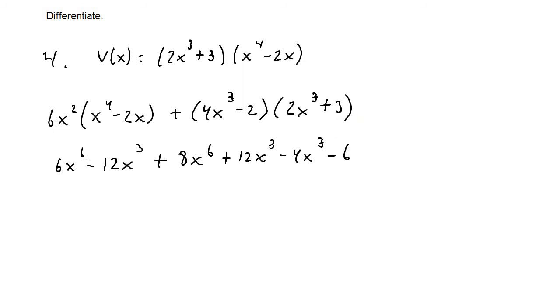So now in order to simplify, we have 6x to the sixth plus 8x to the sixth, that's going to be 14x to the sixth power. We have negative 12x cubed plus 12x cubed, that will cancel. And then we do have negative 4x cubed. And then finally we have minus 6. And that's going to be the final answer for the derivative using the product rule.